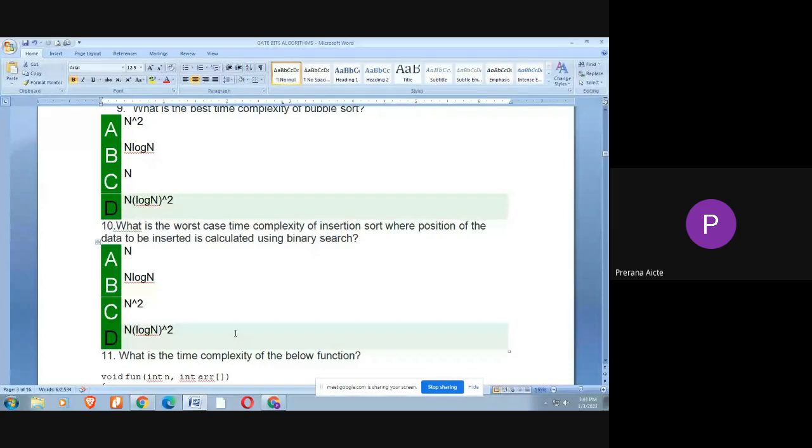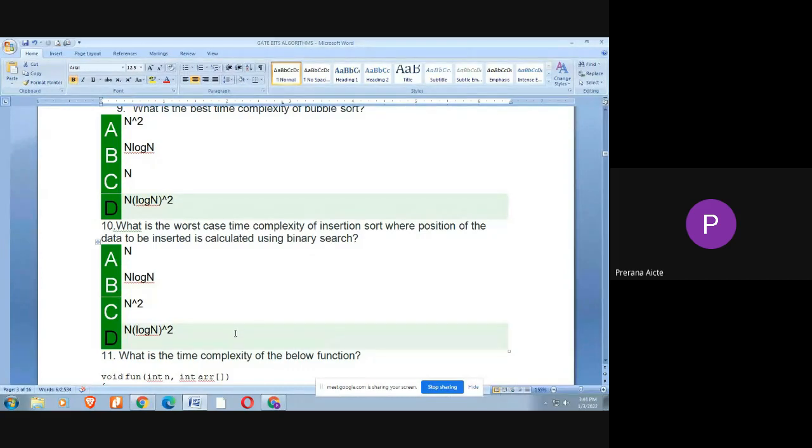So using binary search reduces the time complexity in step 1, that is, in order to find the position, from order of n to order of log n. But the time complexity in step 2 still remains order of n only. So the overall complexity remains the same. So for insertion sort, the time complexity is going to be order of n square.